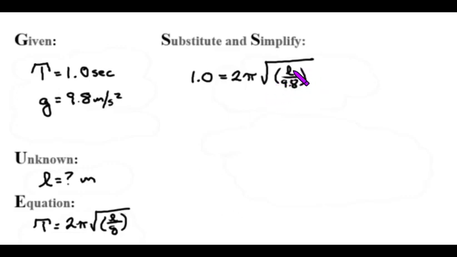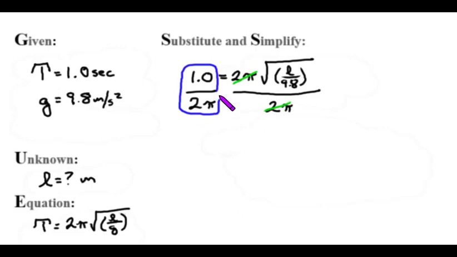Now, here's the thing. L is on the right-hand side, and it's got the square root on it. So I'm going to need to get rid of the square root before I solve for L. In the beginning, let's get the 2 pi over onto the left side. So I'm going to divide the right side by 2 pi, and that cancels. But whatever I do to the right, I've got to do to the left as well. And so then when I do this math, it's a little bit simpler.